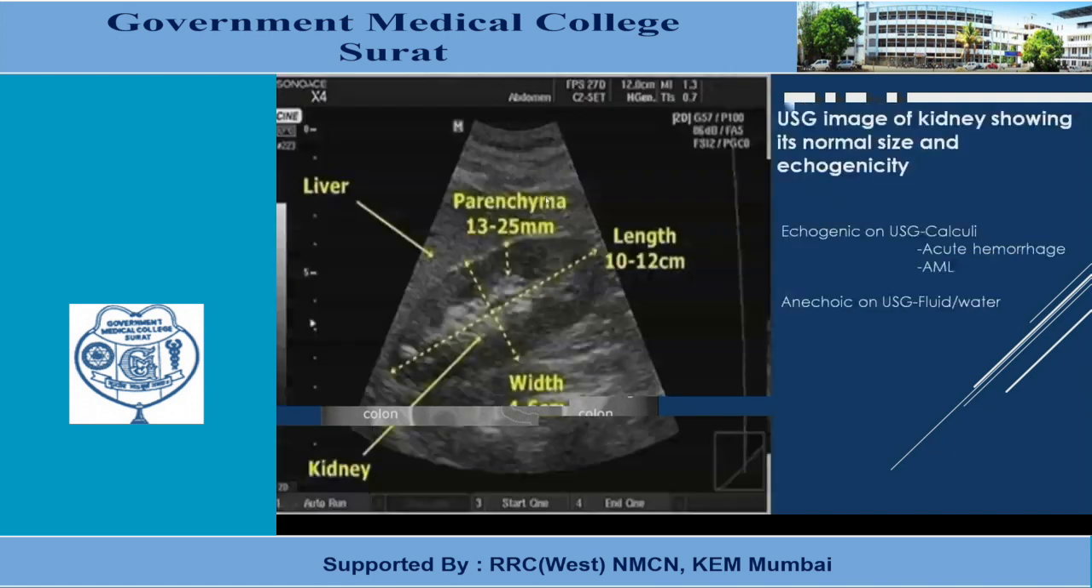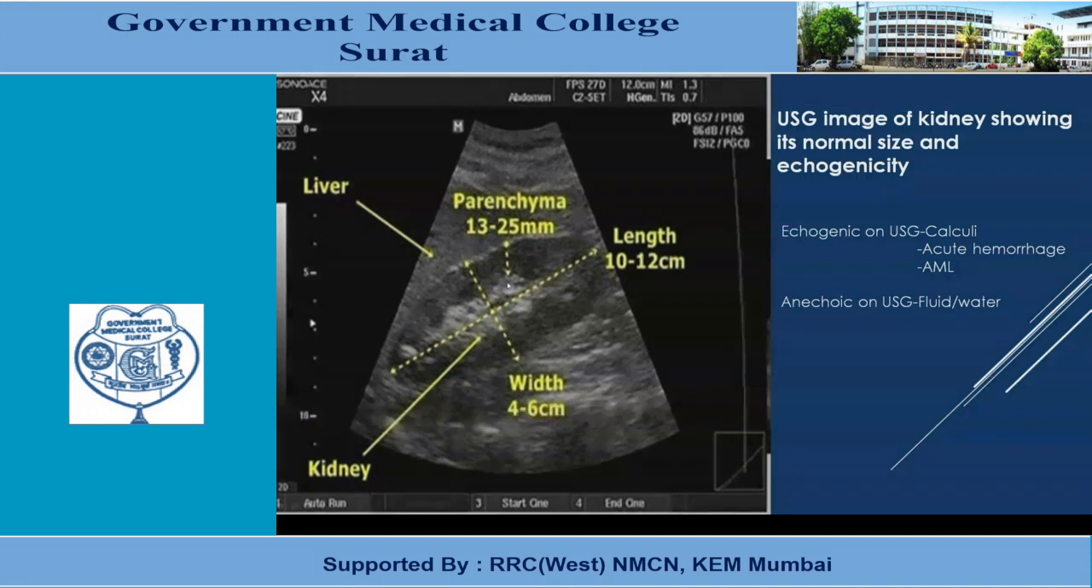This is a normal sonographic image showing how the kidney looks on ultrasound, and how measurement is done in ultrasonography. This is how length is measured, at approximately 10 to 12 centimeters. The width measured is 4 to 6 centimeters. Cortical thickness, meaning parenchymal thickness, is 13 to 25 mm. And this central echogenic, brighter part is the renal hilum, which contains the perihilar fat.